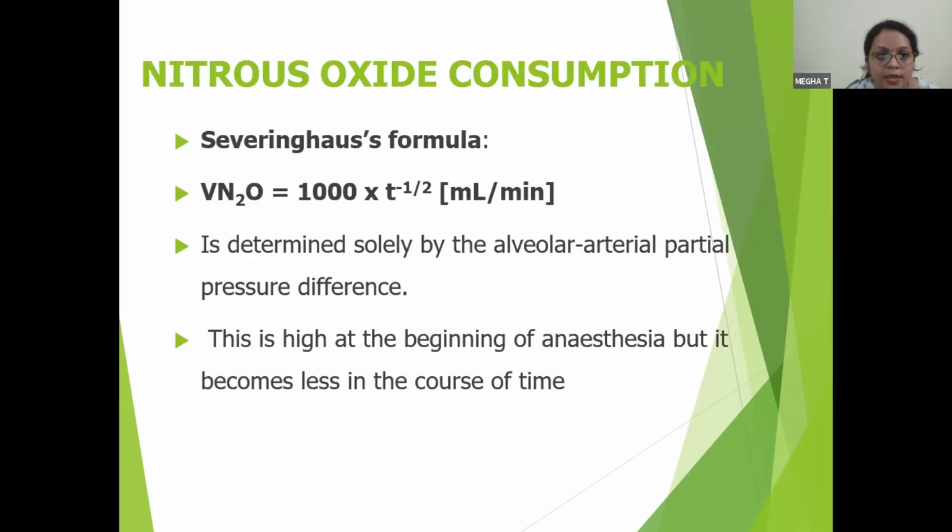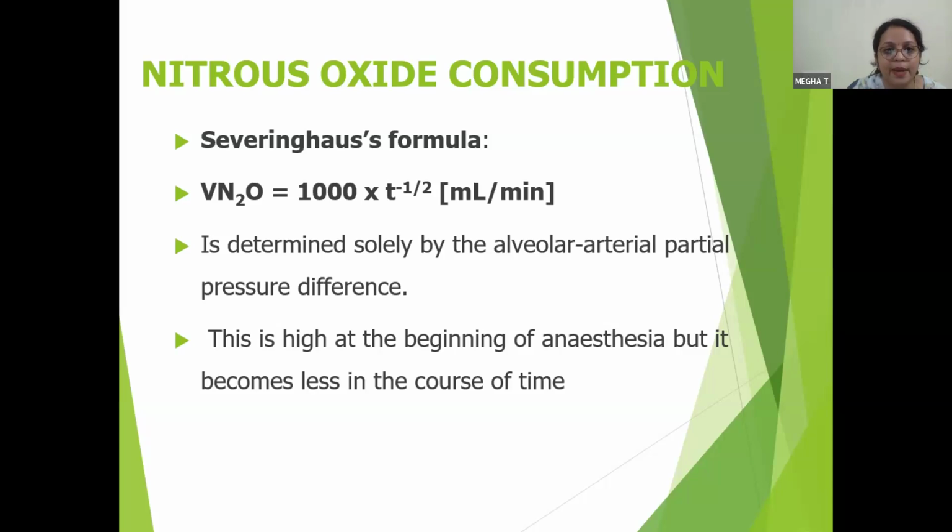For nitrous oxide consumption, Severinghaus formula is used. The uptake of nitrous oxide is equal to 1000 into t to the power of minus half, that is time to the power of minus half, which is nothing but 1 over the square root of t. So as you can see, the uptake is inversely proportional to the square root of time. This means as time goes on, the uptake of nitrous oxide comes down. That is, with increasing duration of anesthesia, tissue compartments become saturated and the uptake slows.